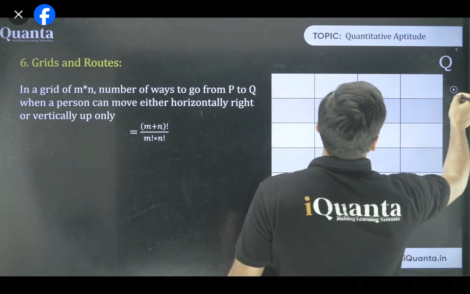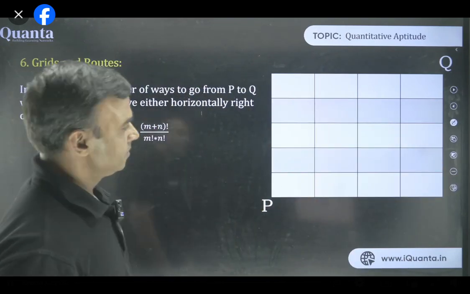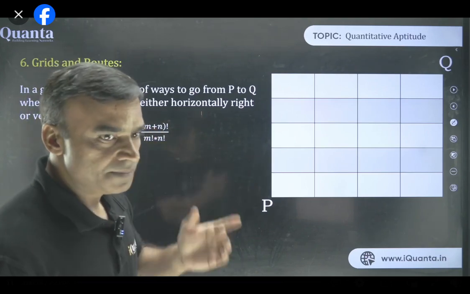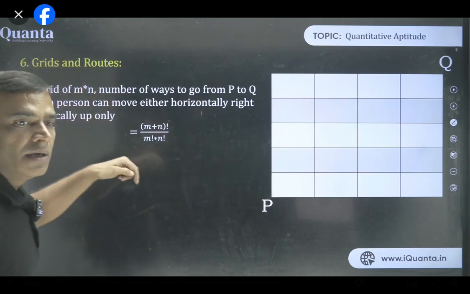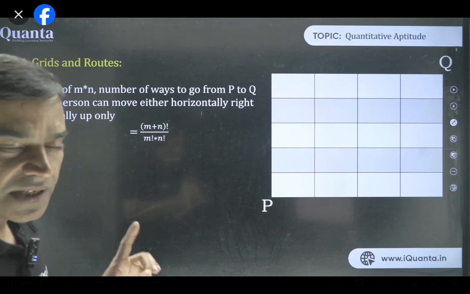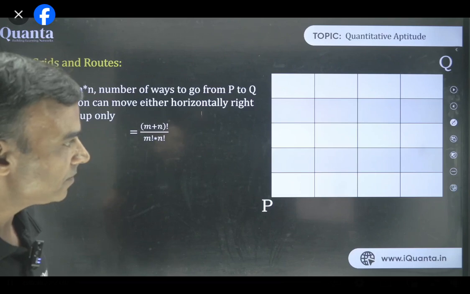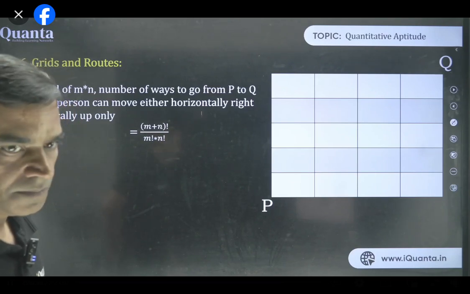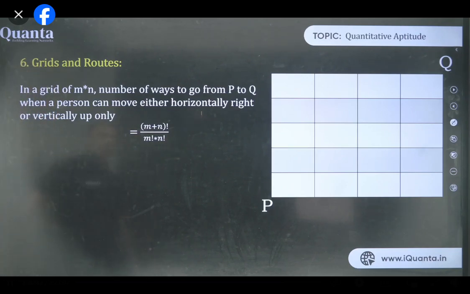Yes, this is the question. P to Q. By mistake I had gone to the next sheet. Everyone, please pay attention and look at the question. Perhaps by mistake I went to the next slide. We'll try to solve this question here. Don't worry about the formula. Just first we'll try to understand how it works. Then we'll go ahead.